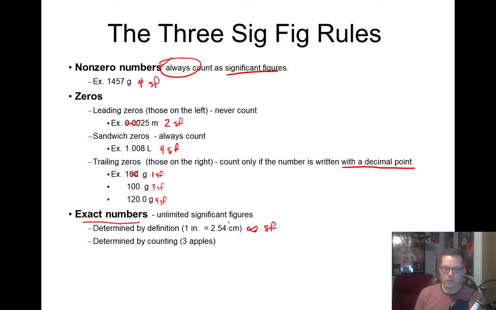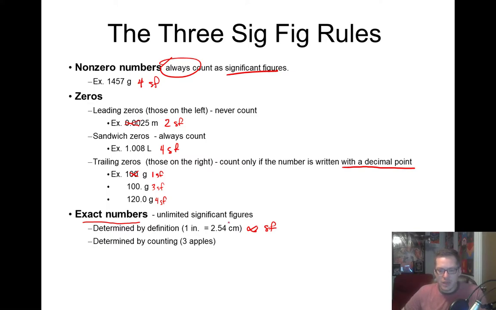Or you could say there's 12 eggs in a dozen eggs. That's unlimited, because that's a defined ratio. If it's something that we've said as a society, this is exactly how many you have in this ratio, this comparison of two numbers, that has unlimited sig figs.